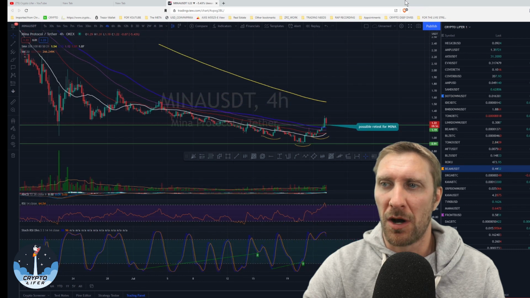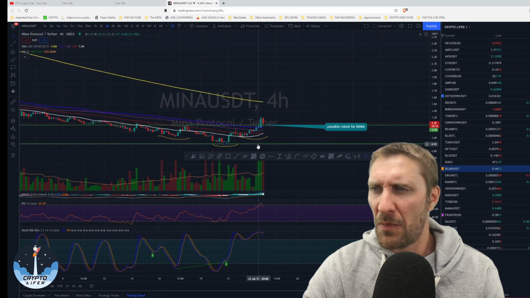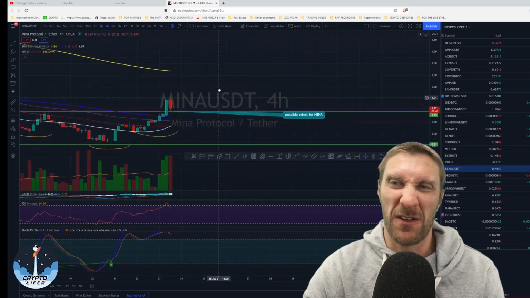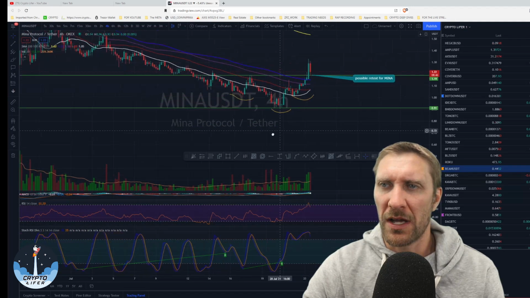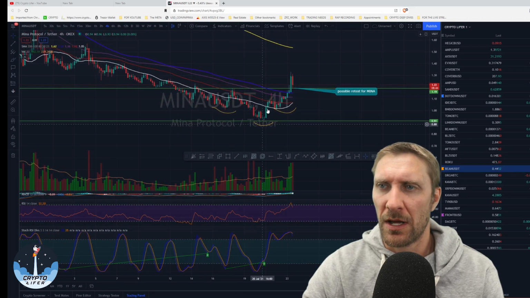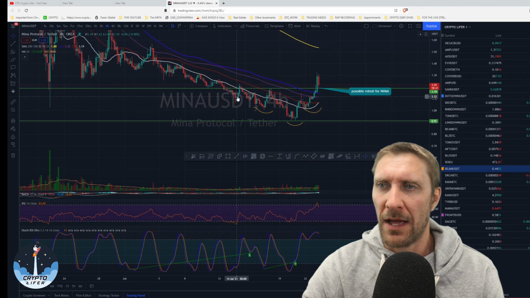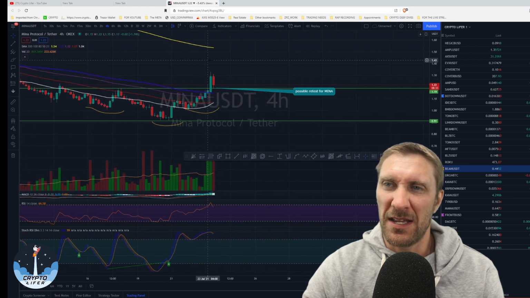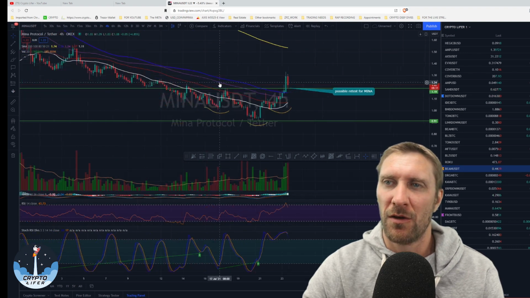Mina had a bit of a pump recently. It went all the way from about 91 cents all the way to $1.33. So it literally just did about a 50% pump. Now, what I'm looking at here is, look, shoulder, head, and a shoulder for sure. And then you have a neckline here, which we got a bit of rejection. And now you see that there's this zone here of support and resistance. Mina is coming and bouncing off of that very nicely.